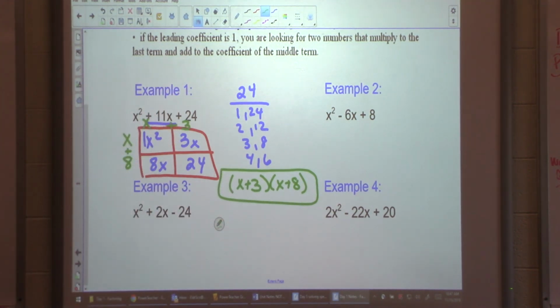So that's using the box method. Like I said, you do not need to use the box method. It is not necessary. But you are allowed to. Okay?